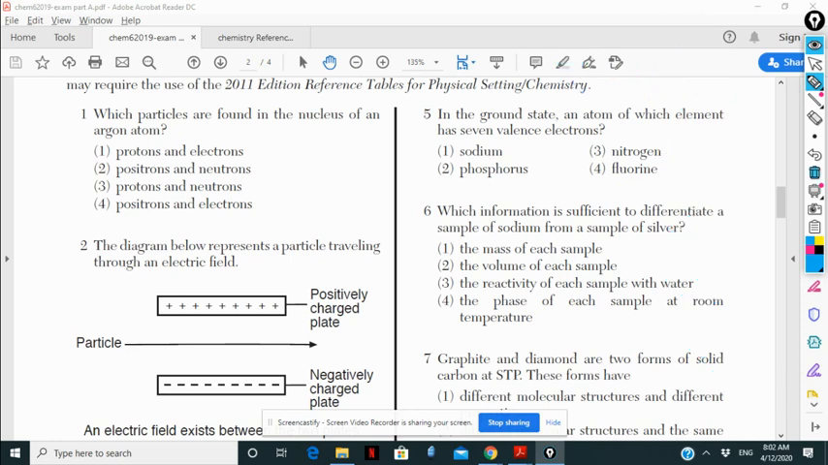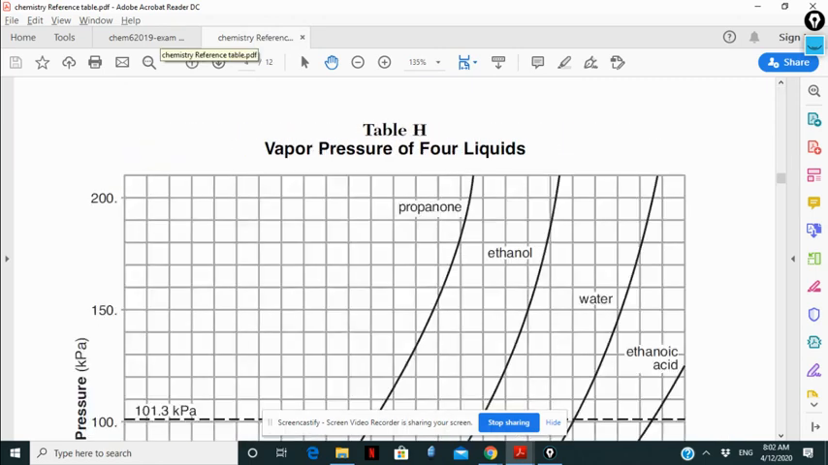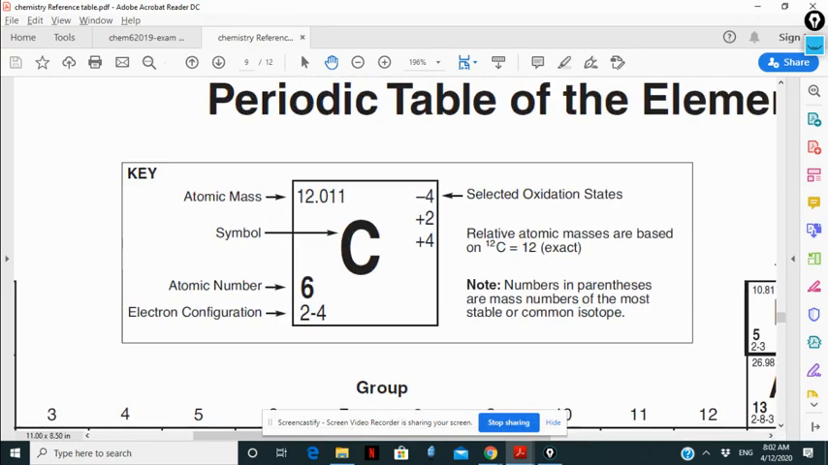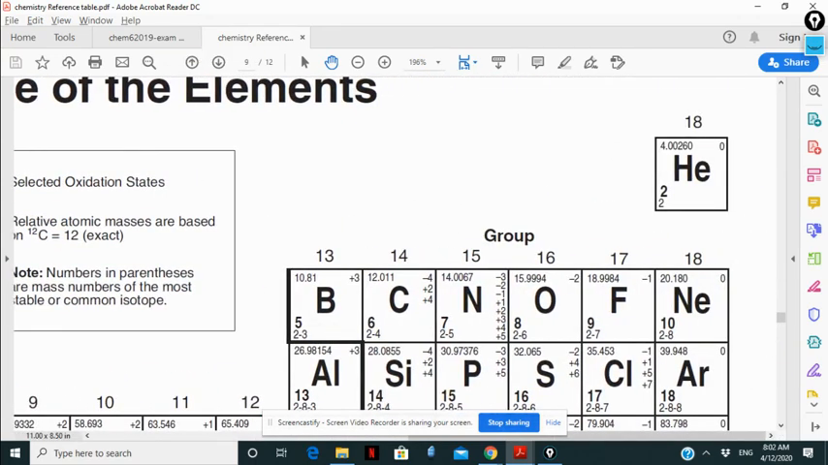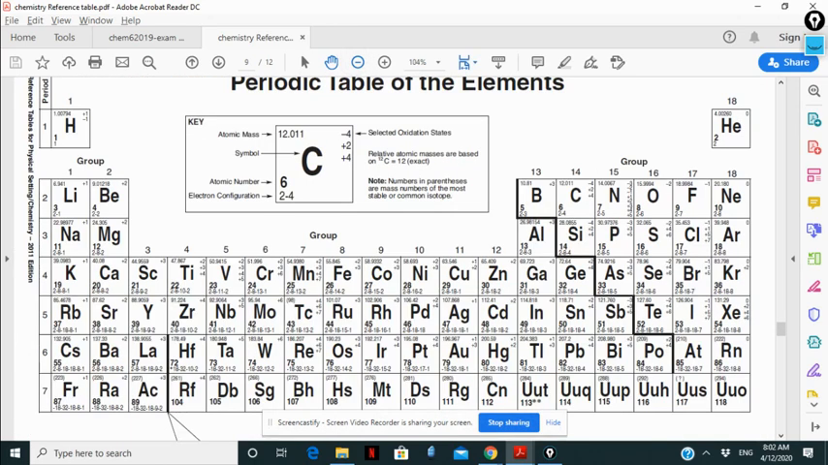If you don't know this information, I can go to the reference sheet and look for the element and see the configuration. If you look here, fluorine has 7, while nitrogen has 5, so I can look for the configuration.